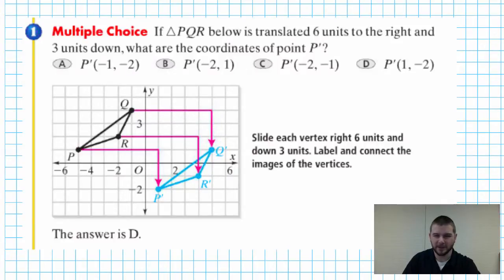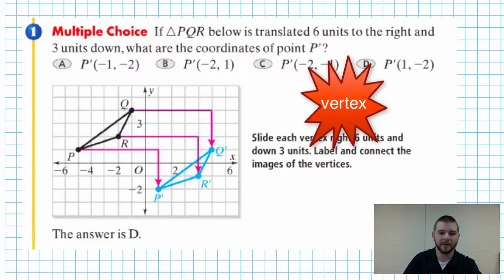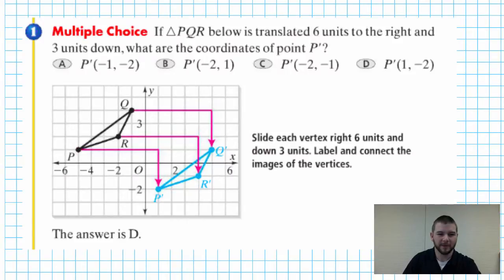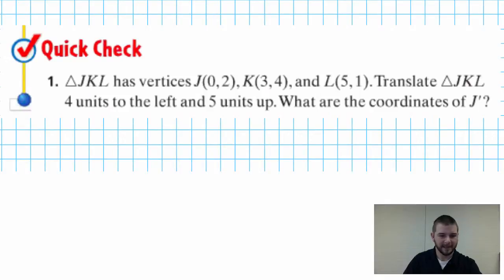So once again, back to the question. If it's translated 6 units to the right and 3 units down, what are the coordinates of point P prime? So keep in mind, P prime in this case will be the vertex that corresponds to P in the original triangle. And since this is not a quick check problem, you can see that the answer is D. That's listed in the problem for us, because follow the path of P as it is translated to the right and then down, leading us to P prime, and the coordinates of that point are 1, -2, which of course matches option D. And here's a quick check to make sure you are understanding this concept.